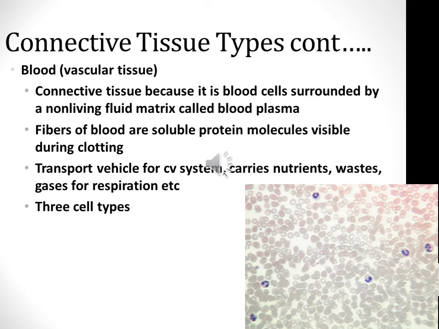So you have some different cell types, and you'll learn a lot more about blood when you do the cardiovascular system, or as a lead into the cardiovascular system when we talk about blood typing and how all that works. But just know it is your loosest, your fluid connective tissue, because you have cells surrounded by a fluid matrix. So it fits the properties of connective tissue.